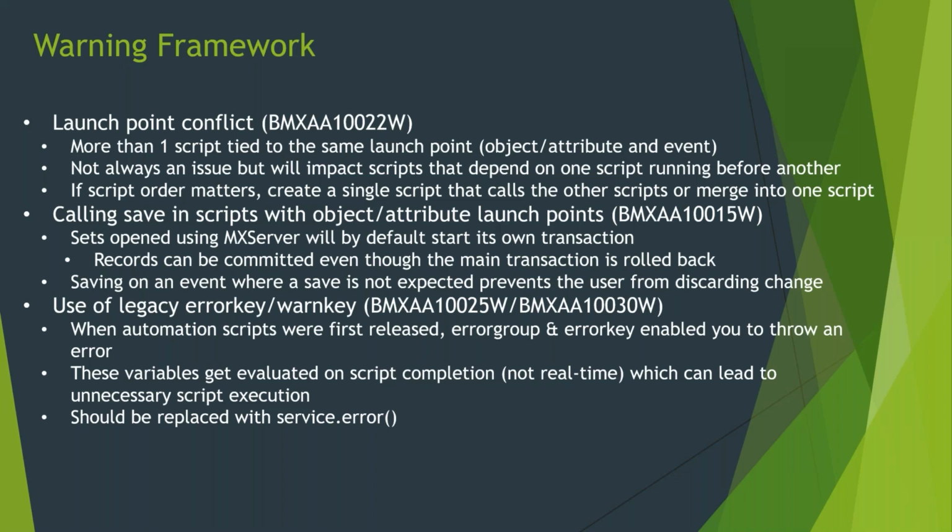So in 7.6, we added the ability to call service.error instead of using the error group and error key variables. We want customers to really do that because that's going to be real time and it'll stop the execution of that script. That can help avoid some issues that you may have if the script continued to process after an error.